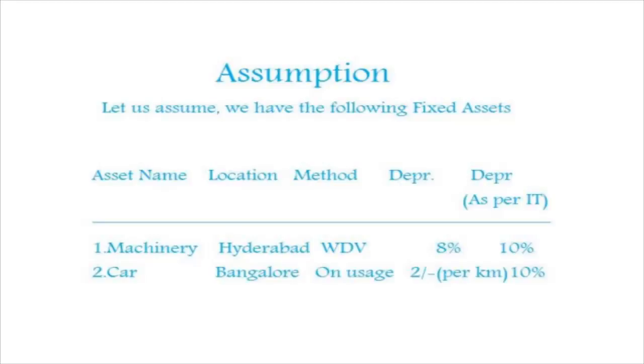Let us assume we have the following fixed assets. One is machinery, which is located in Hyderabad. Another is a car, which is located in Bangalore. The method we are using for machinery is WDV diminishing value, and for the car we are using based on usage. For the machinery, the percentage is 8% and for the car it is 2 rupees per kilometer. And as per income tax, the percentage for machinery is 10% and for the car is also 10%.